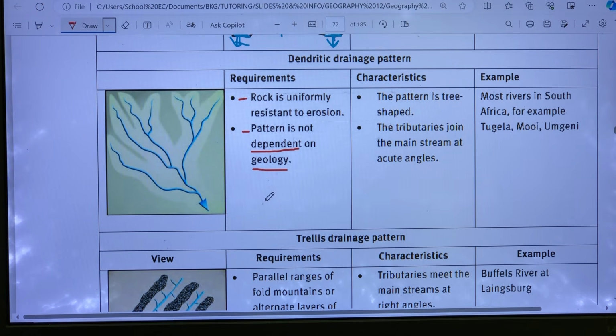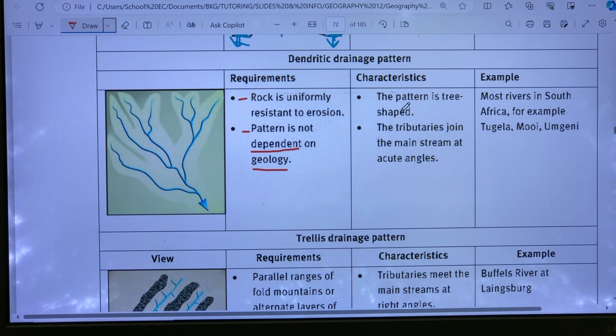So this basically means that a dendritic drainage pattern can form in any kind of landscape or landform. There are no critical requirements, okay? It can form on any kind of geology or landscape. That's what it means, okay? It doesn't depend on, for example, a rock structure being uniformly resistant to erosion to form. It can form on any kind.